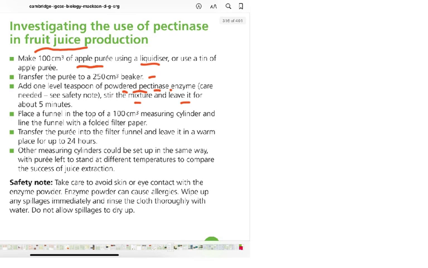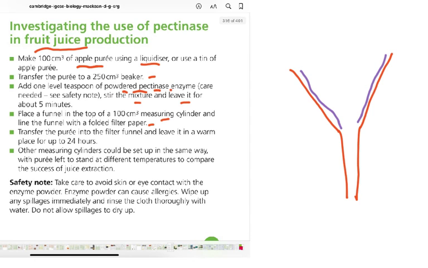Place the funnel in the top of a 100 cm³ measuring cylinder and line the funnel with a folded filter paper. Transfer the puree into the filter paper. So you've got the funnel, and you've got the filter paper. Now you transfer the puree into the filter funnel and leave it in a warm place for about 24 hours.